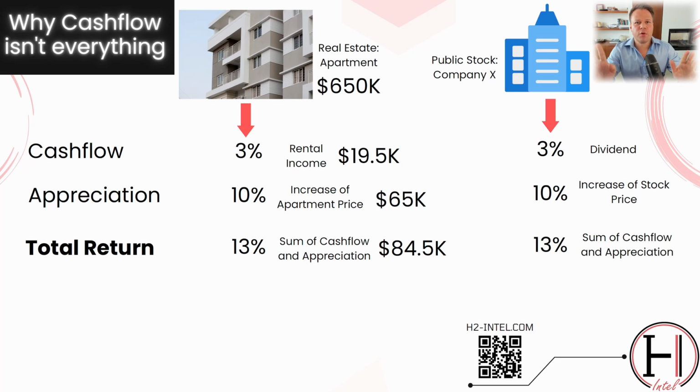To best understand why cash flow isn't everything in investing, we have to look at the concept of total return. Total return is just the sum of the cash flow and the appreciation, so two income parts. So we have 3% cash flow income, and if we add the additional 10% appreciation income, we get a total return of 13%, or in other terms, $84,500. The income through appreciation is more than 3 times higher than the cash flow income. When estimating an investment return, we therefore cannot just focus on cash flow. We also need to consider the income by appreciation.